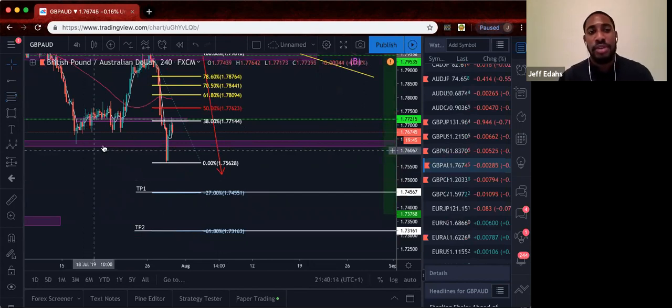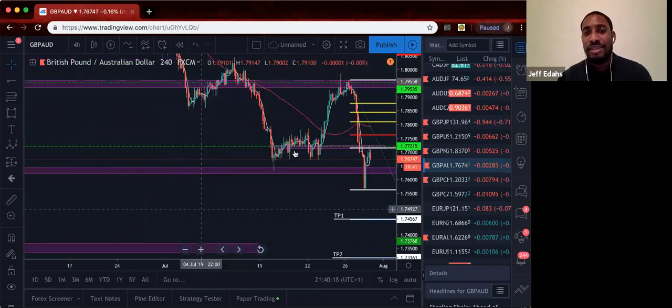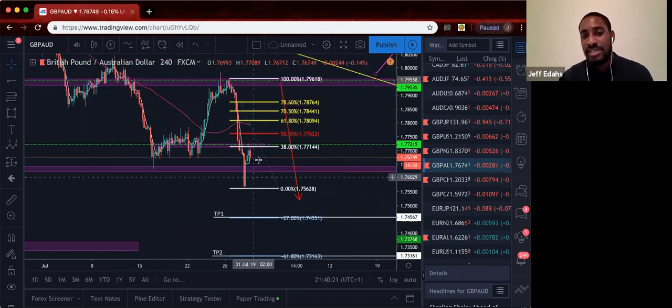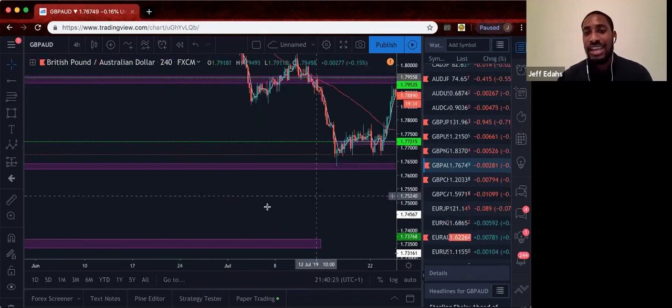So now you could potentially enter this right now, and I probably will, but I might wait for this level here to be broken, retest, and then get in. I'm not too convinced about this so far. I'll wait to see if it breaks past this level, retest, and then goes up. Okay, so that's GBP AUD.